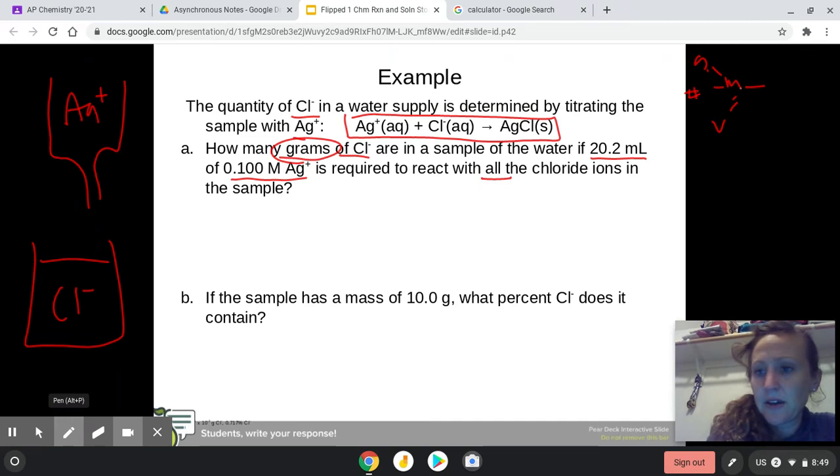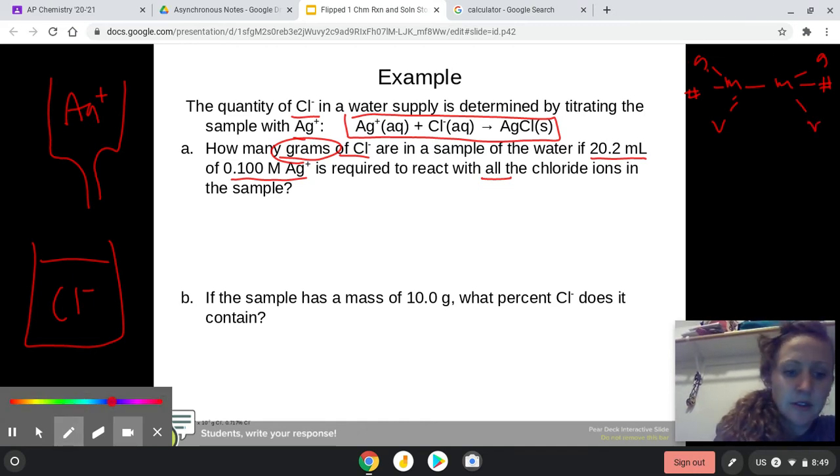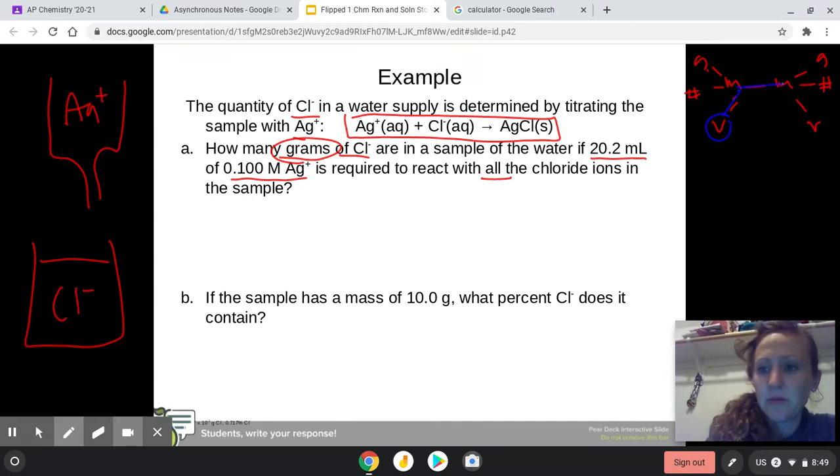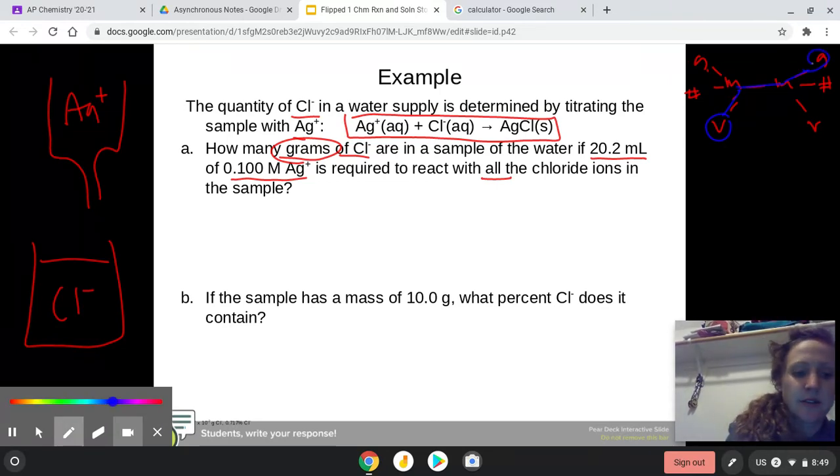And then we have the opposite for the other thing. Okay, I am given volume of silver. I want to get to moles of silver, moles of chlorine, and then I'm going to go to grams of chlorine. All right, let's see if we can do this.